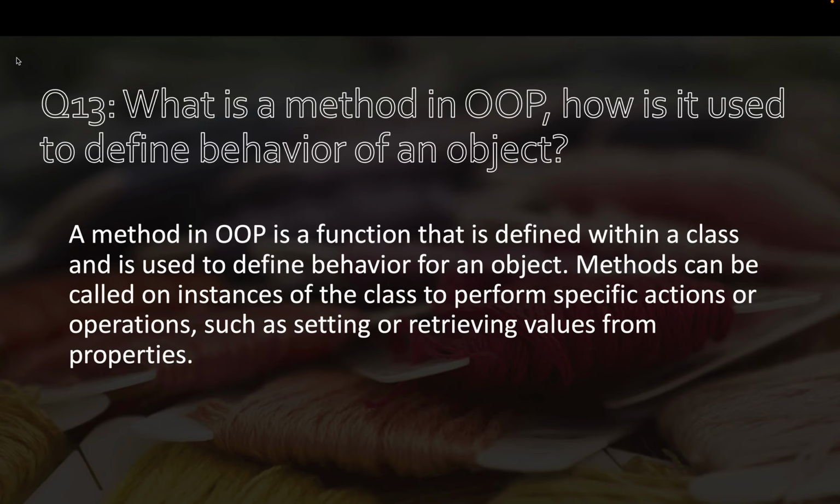Question number 13. What is a method in OOPS and how is it used to define behavior of an object? A method in OOPS is a function that is defined within a class and is used to define behavior of an object. Methods can be called on instances of the class to perform specific actions or operations, such as setting or retrieving values from properties.